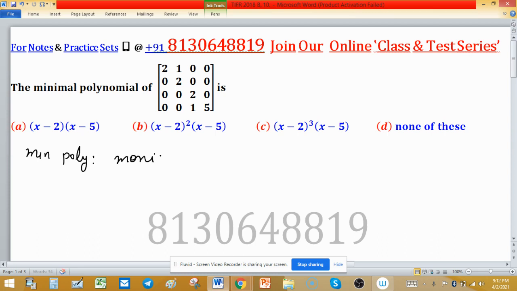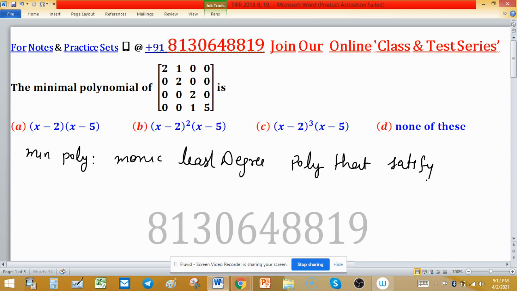monic, least degree polynomial that is satisfied by the matrix, the given matrix A. So call this matrix A.